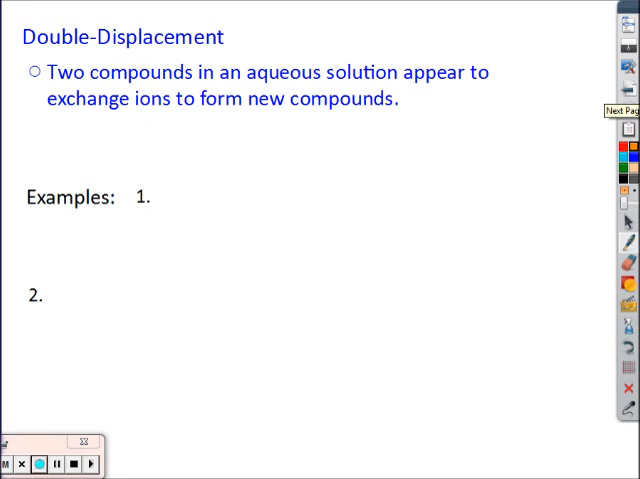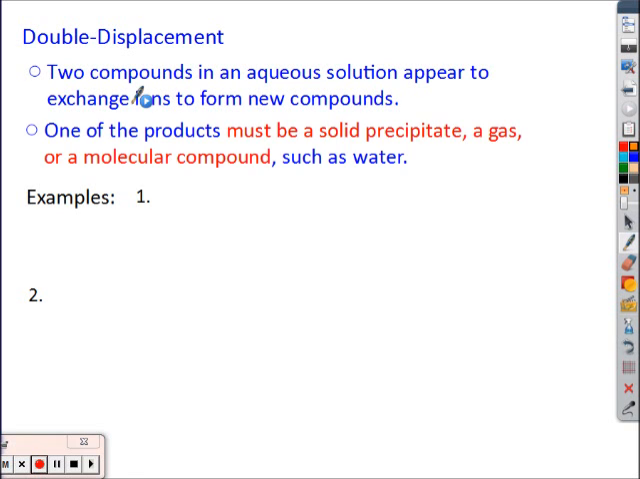The last type is a double displacement. This is when two compounds form two compounds. Usually when we're talking about these, we're talking about aqueous solutions. So we see two new compounds forming. In order for a reaction to actually occur, instead of just mixing two solutions and still having solutions, I have to have a solid precipitate, a gas, or a molecular compound, like water. That's considered a molecular compound. One of those has to form, or else it's simply a mixture.